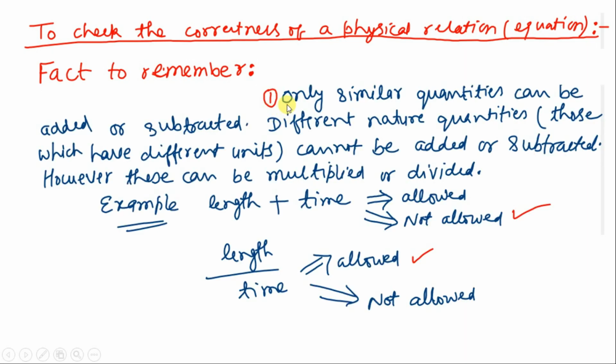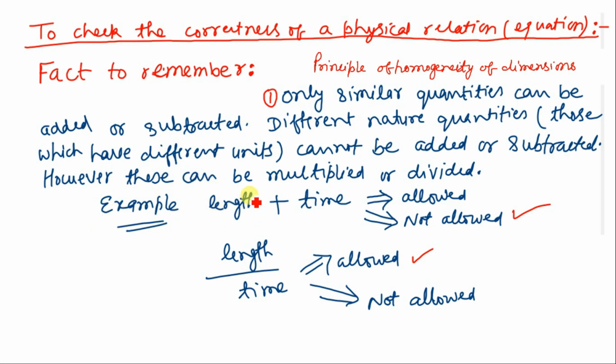So, first thing that you have to remember is that only similar quantities can be added or subtracted. Quantities whose nature is different cannot be added or subtracted. However, quantities of different nature can be multiplied or divided. This is also known as the principle of homogeneity of dimension. So let me write it here. So this fact is also known as the principle of homogeneity of dimension.